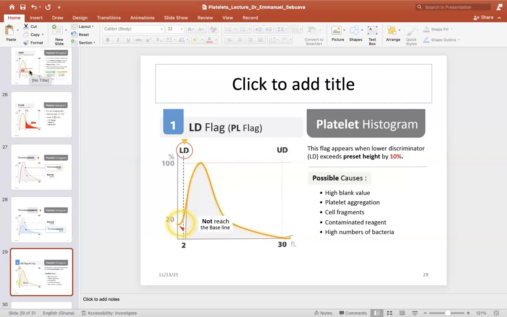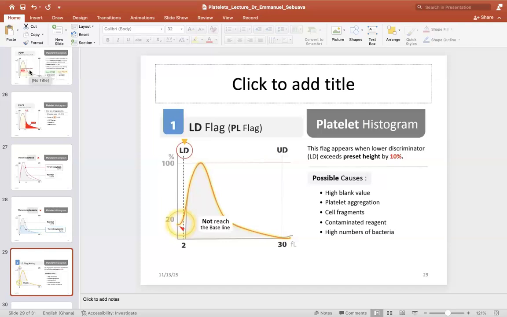There are times they are not from any background problem. It's actually originating from the sample. It's a sample case. So there are times you have platelet aggregation. You have that challenge. The curve will not start from the base. Cell fragments, these things we have mentioned them severally in this small presentation. Yes, your curve will not start from the base when you have cell fragments.